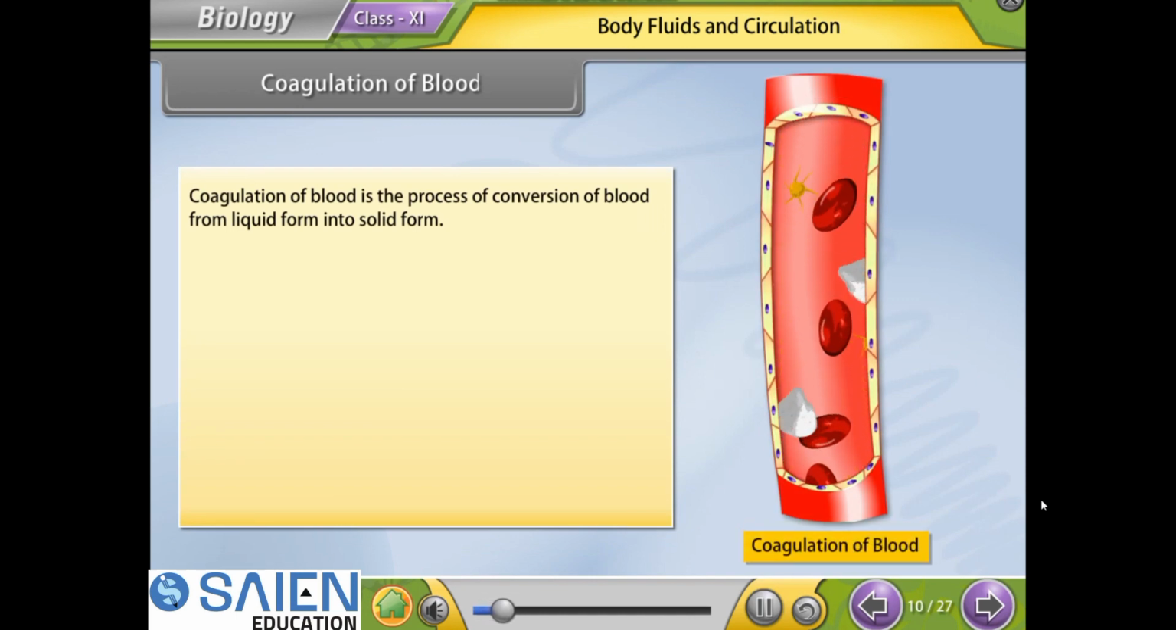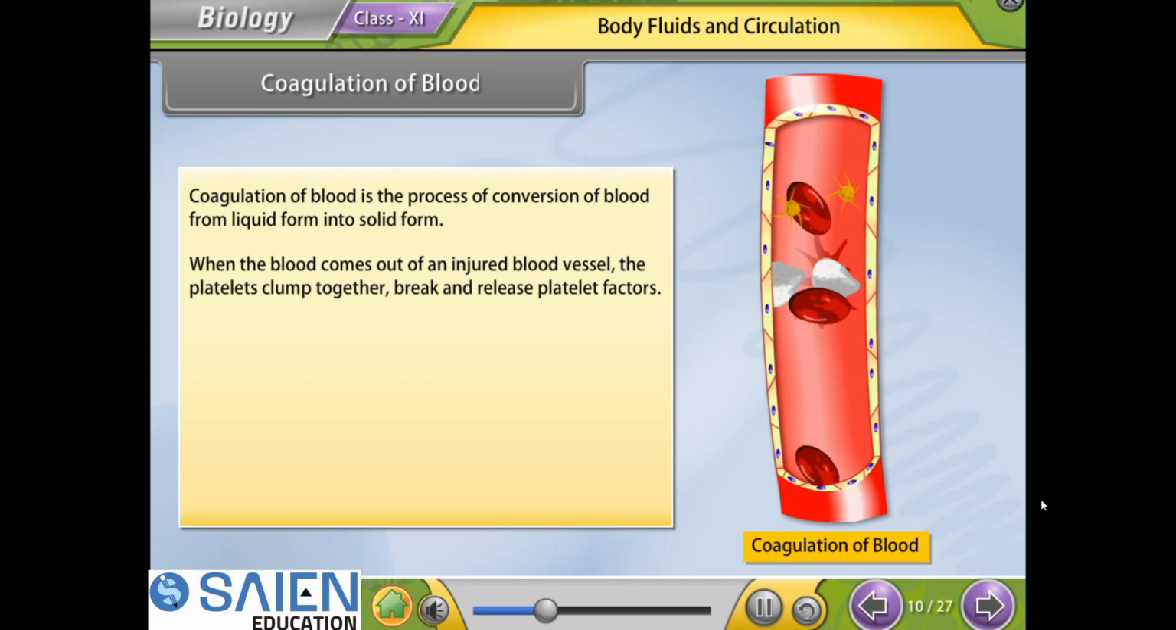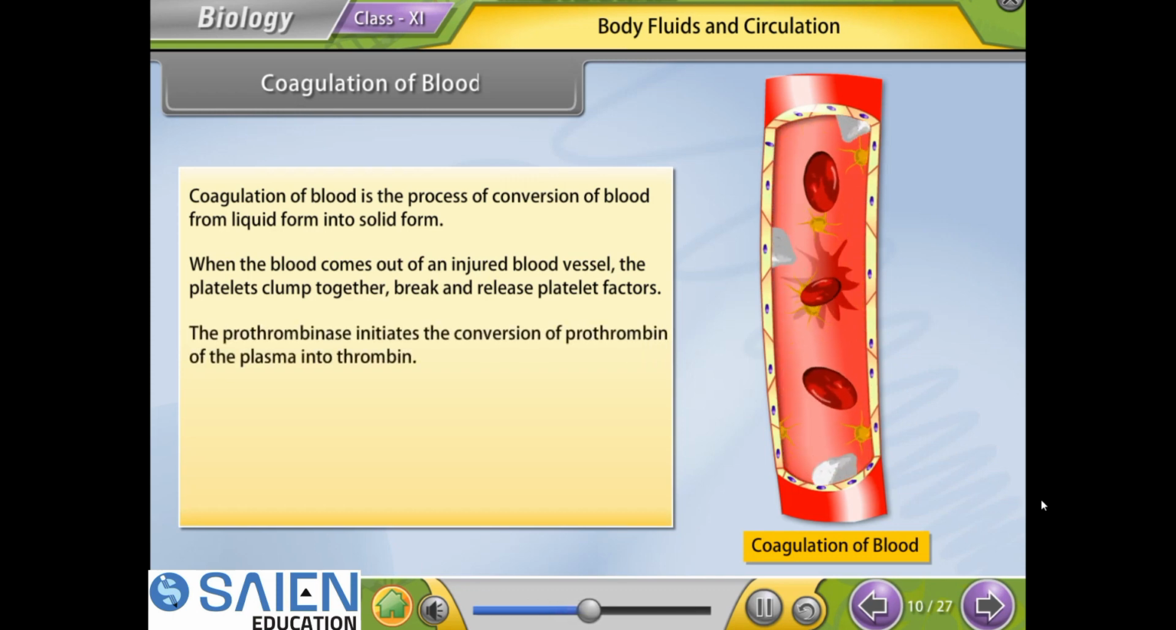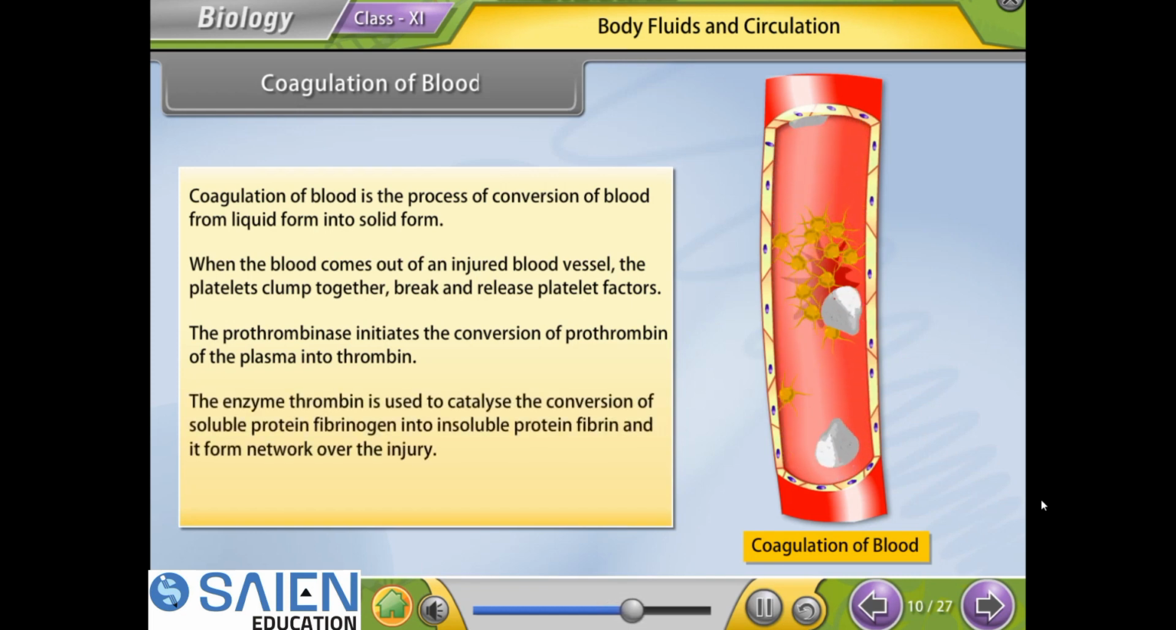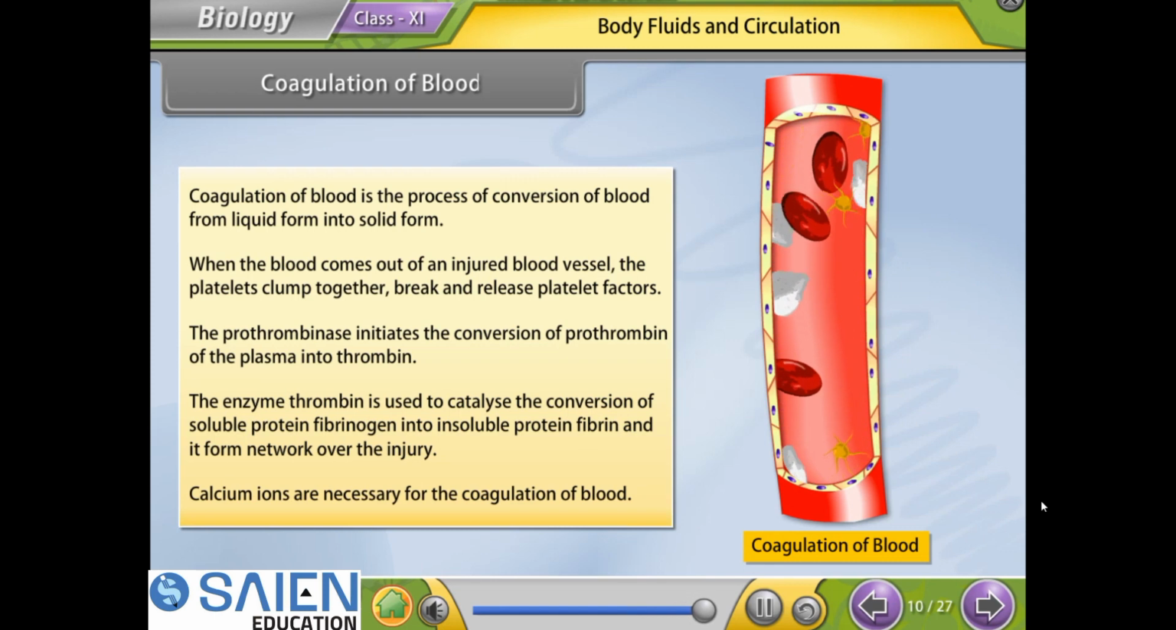Coagulation of blood is the process of conversion of blood from liquid form into solid form. When the blood comes out of an injured blood vessel, the platelets clump together, break and release platelet factors. The prothrombinase initiates the conversion of prothrombin of the plasma into thrombin. The enzyme thrombin catalyzes the conversion of soluble protein fibrinogen into insoluble protein fibrin, and it forms a network over the injury. Calcium ions are necessary for the coagulation of blood.